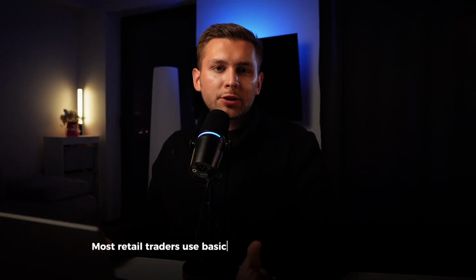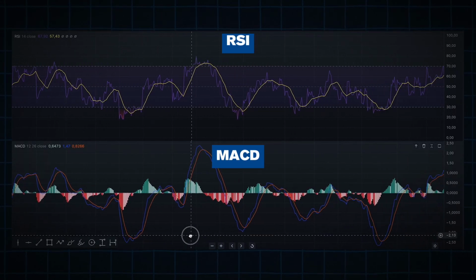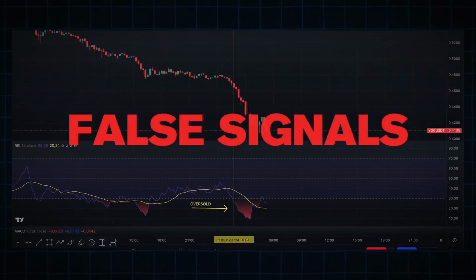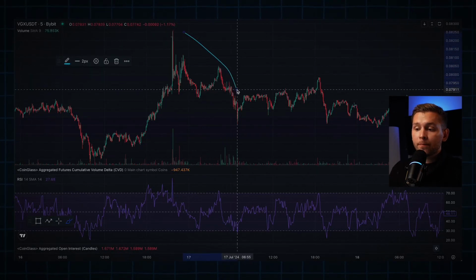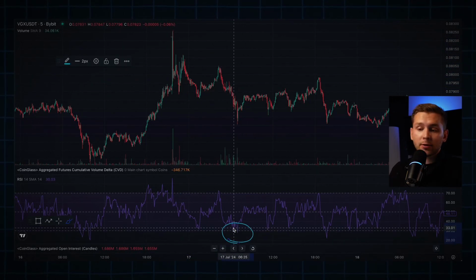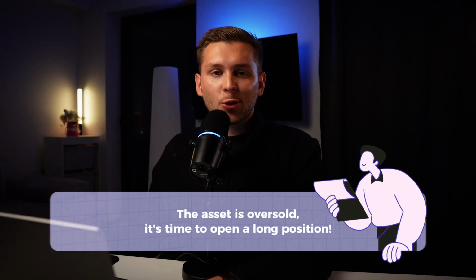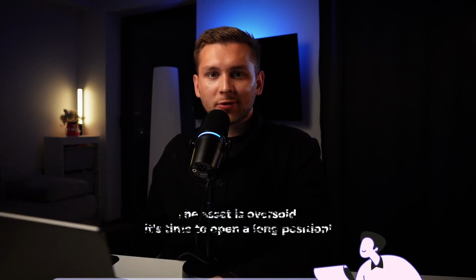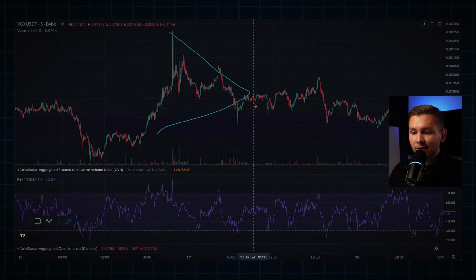Most retail traders use basic indicators and analysis methods, like MACD or RSI, which often give false signals and lead to losses. And some of you may have already experienced this. For example, the VGX coin price is falling, entering the oversold zone according to the RSI indicator, and then starts to rise. A beginner might say this is a good time to open a long position.